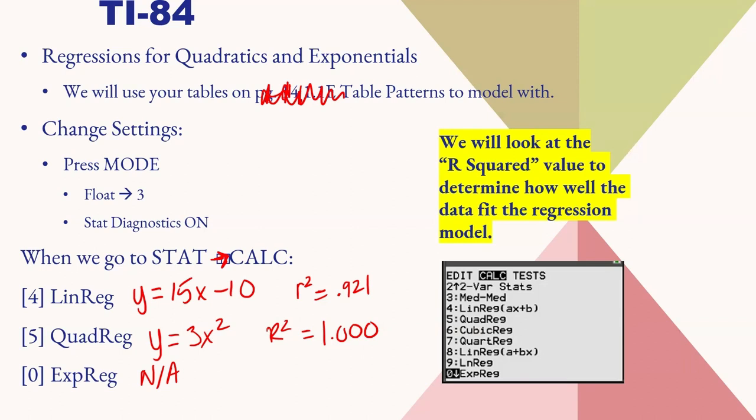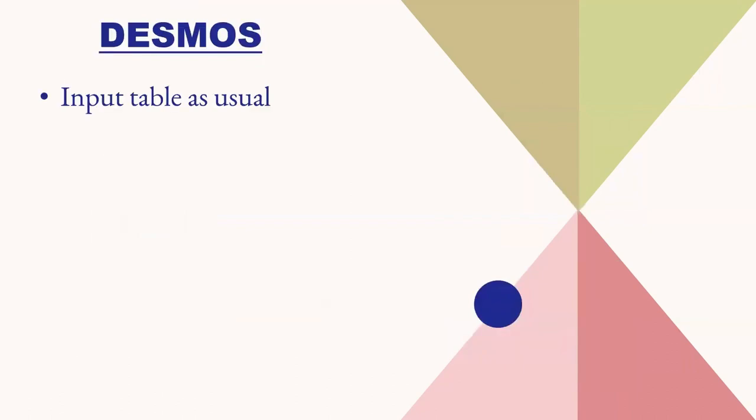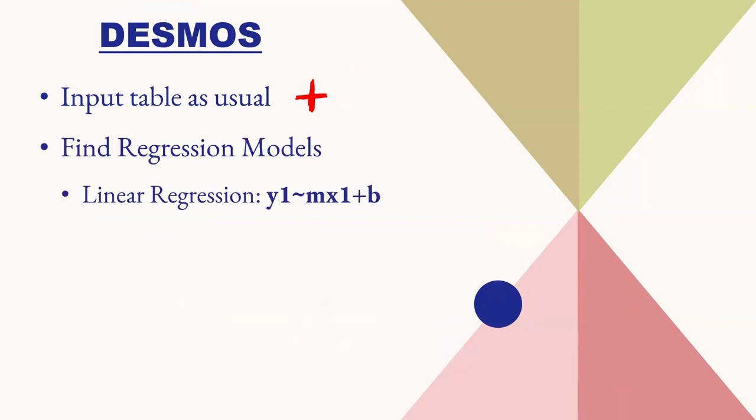So in Desmos, you're going to input your table as usual. Do you remember how to input the table? It's the big plus sign on the left to add your table. Then you're going to find your regression models. And there are 3 models you have to know. You have your input for linear, which we've already learned, right? y1 tilde mx1 plus b. We got that one, right?